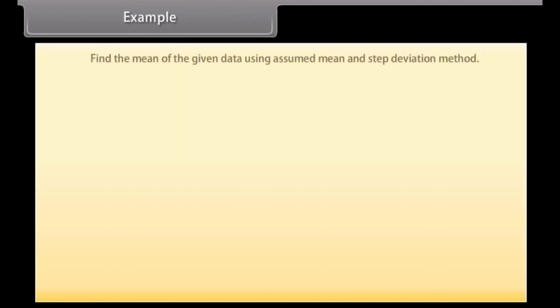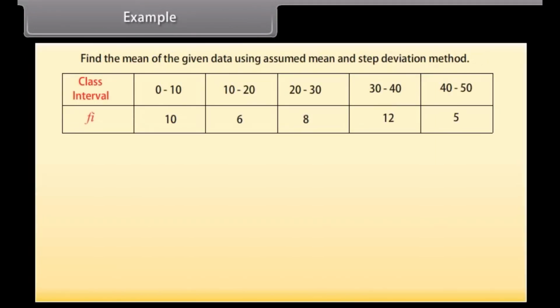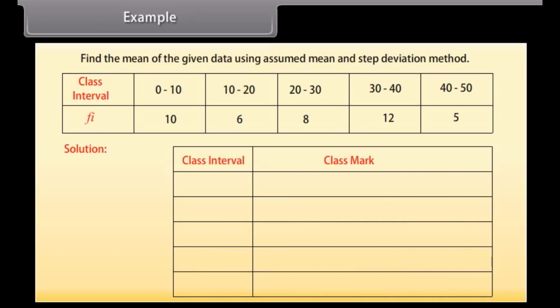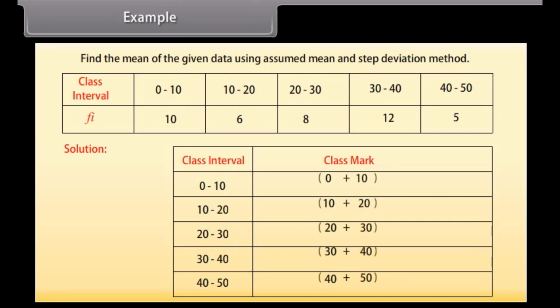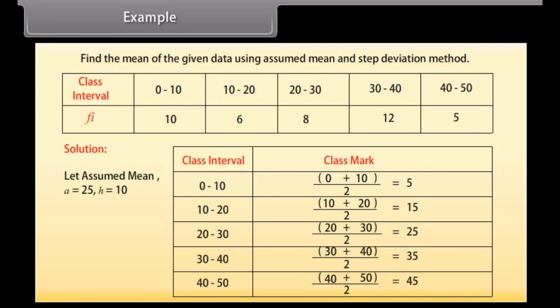Example. Find the mean of the given data using assumed mean and step deviation method. Solution. First, we find the class mark for each class interval by using the formula: class mark equals upper class limit plus lower class limit upon 2. Let assumed mean a is equal to 25, h equals 10.